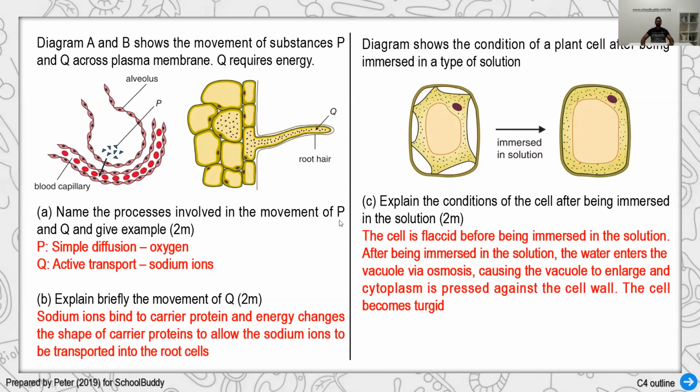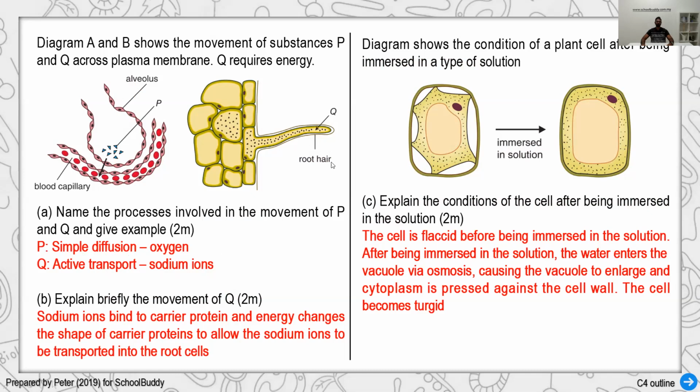So let's see the questions on P and Q. In this case, the oxygen, which is the P material, goes through into the blood capillary as simply as passing through the cell membrane by simple diffusion. So there's no requirement of energy, and no requirement of any carrier protein.